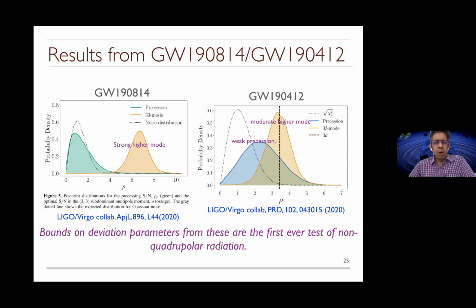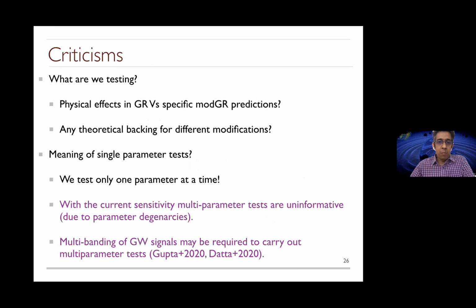So that is the bound that we get from this parametrized post-Newtonian approach. But let's now look critically at the possible criticisms. There have been many criticisms of this method from the time we proposed it, and most of them come from not thinking deeply about it.